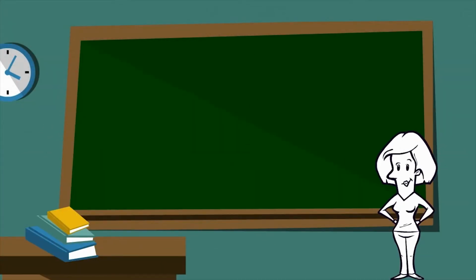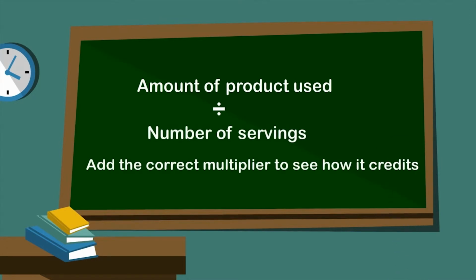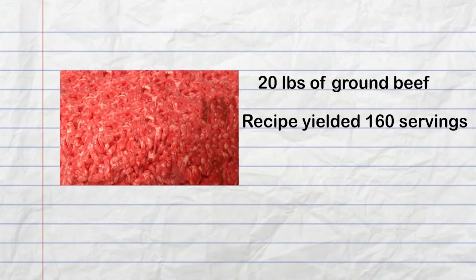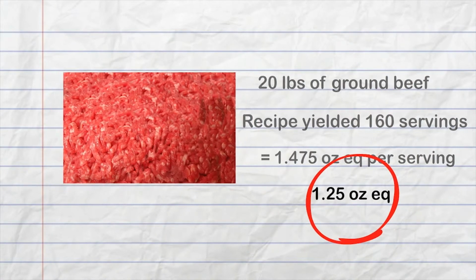To determine how recipes currently being used credit, start with the amount of product used, divide by the number of servings, and add the correct multipliers to see how it credits. For example, if you use 20 pounds of raw, 20% fat ground beef, and the recipe yielded 160 servings, that would result in 1.475 ounce equivalents per serving. Since we round down to the nearest quarter ounce, this would credit as 1.25 ounce equivalents.